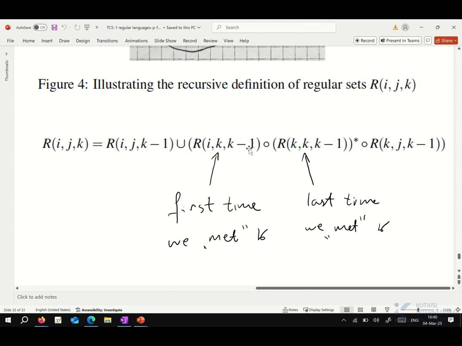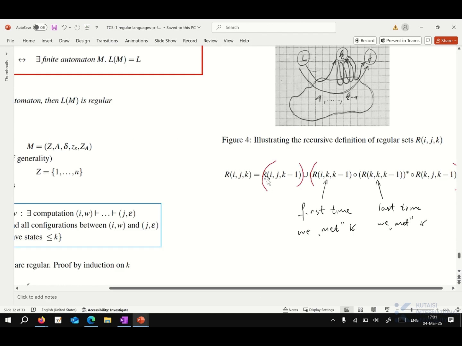Then, this is the last time you met k. You started at k, you traveled again, and hit k many different times. So you went from k to k, passing only the states that are less than or equal to k minus 1, as many times as you like. And then after the last time you met k, you went from k to j without passing k, because all the things were squished in here. Okay, let's enlarge this. We continue.